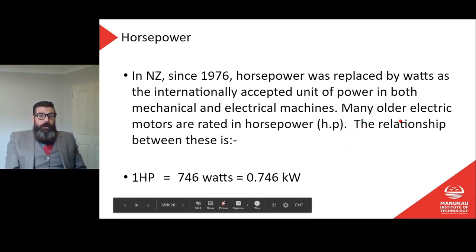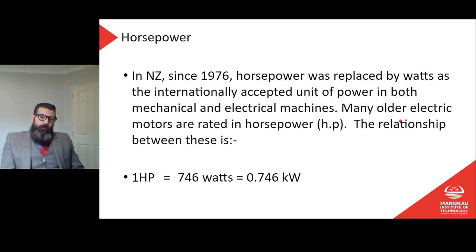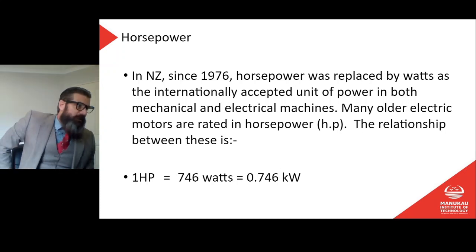But why are we talking about it? Because we need to understand the relationship between horsepower and watts. Now this first sentence here: in New Zealand since 1976, horsepower was replaced by watts as the internationally accepted unit of power in both mechanical and electrical machines. Many older electric motors are rated in horsepower. The relationship between these is 1 horsepower equals 746 watts equals 0.746 kilowatts.